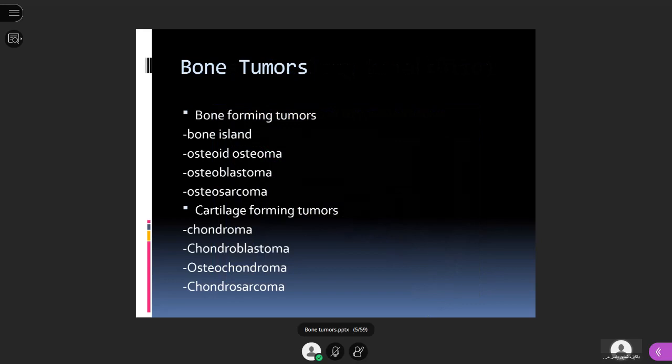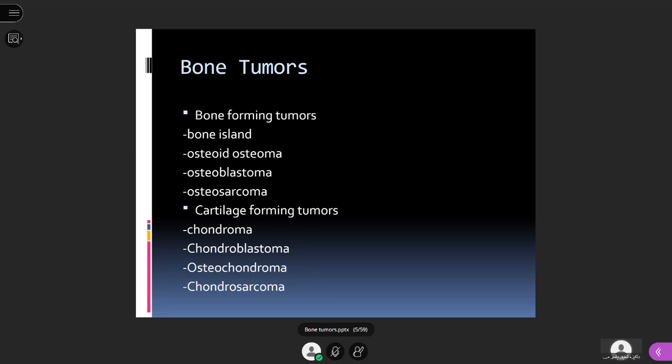Now, bone tumors are classified based upon the tissue of origin. If the tumor originated in the bone and is forming more bone, then this is the first category. The examples include bone island, osteoid osteoma, osteoblastoma, and osteosarcoma. So tumors which originate in the bone and form more bone are called bone forming tumors. The first three examples are the benign ones, and osteosarcoma is the malignant one. Whenever the word sarcoma comes, it's the malignant one.